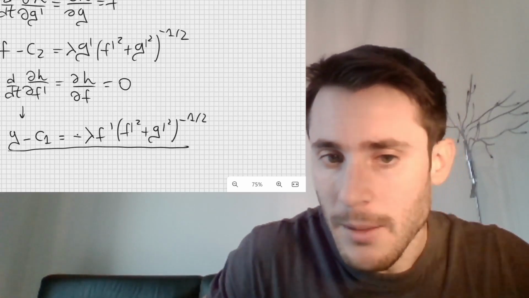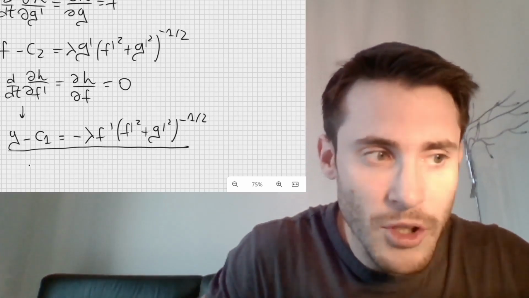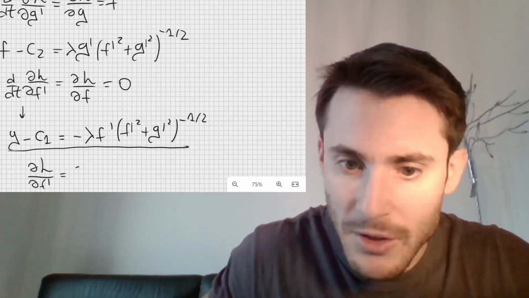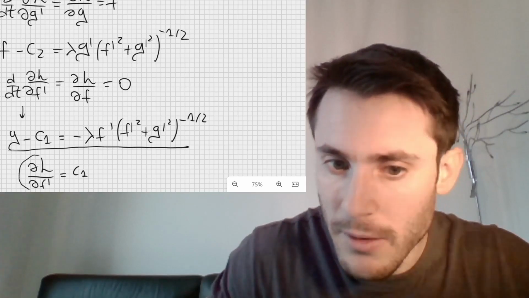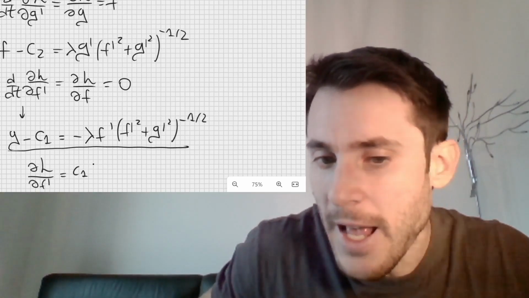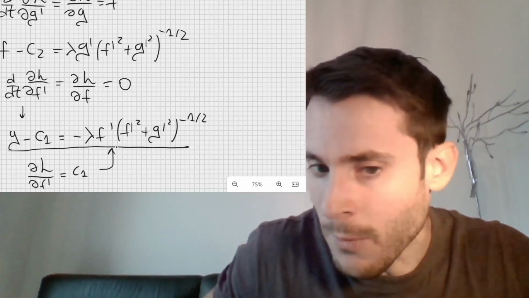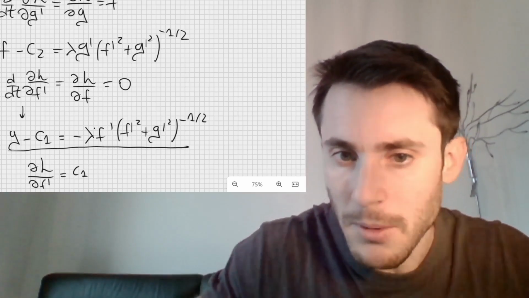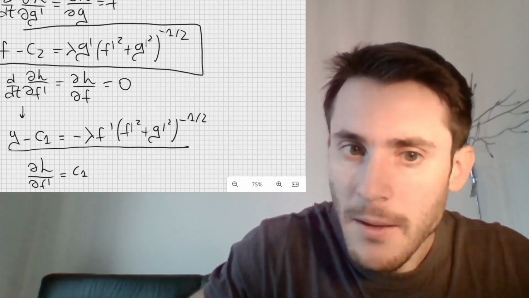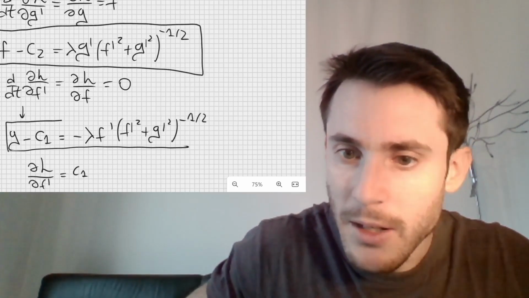So you can get here simply by considering the following. dl over df prime is equal to the constant c1. Then you take the derivative of L with respect to f prime, and you simply recast the equation in this form. It can be done, it's quite simple. So we have two equations, this one here and this one here.